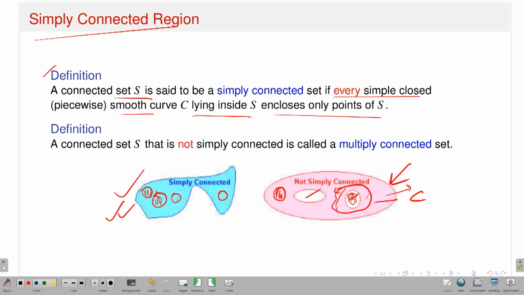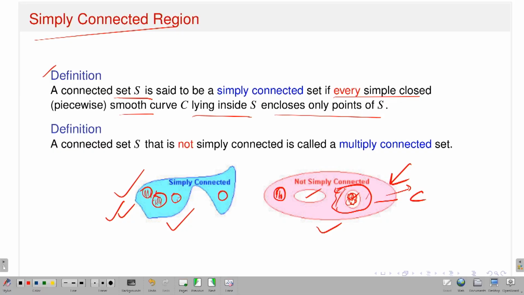That means these are the portions which it encloses, but they are not part of my connected set S. So therefore it is not simply connected. Simply connected means there should not be any hole, and if it is not simply connected, that means it is multiply connected, I mean there should be a couple of holes. So this is called simply connected and this is called not simply connected. Okay. So I think the definition is clear.